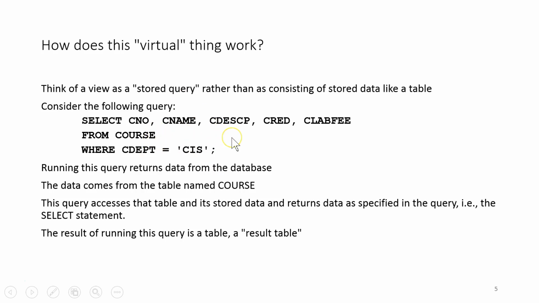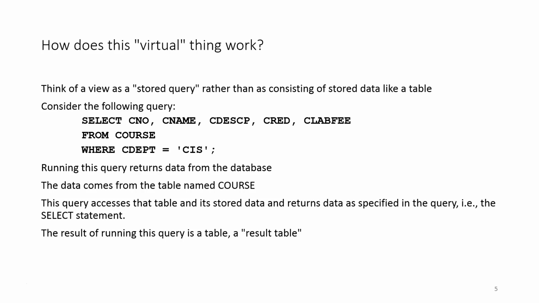Take this SQL select statement here, this query. What we're doing is selecting several columns from the course table and selecting those columns only for those rows where this condition or predicate is evaluated as true. So we'll select the course number, the name, the description, the credit, and the lab fee for all those courses where the sponsoring department is CIS. That is, for all those courses where the C department has a value equal to CIS. Well, what happens if we run that query in the database?